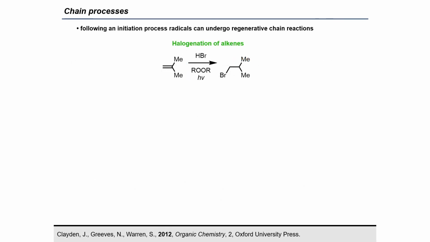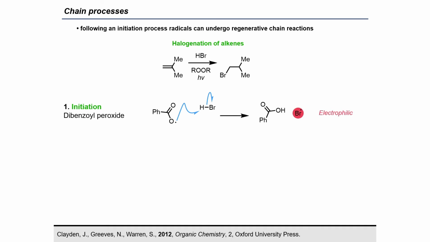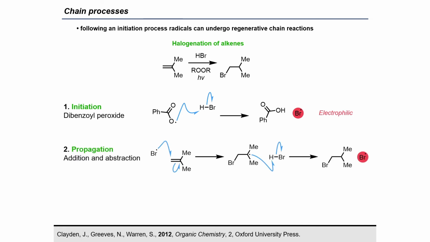The radical initiators that we have just discussed can be used to start radical chain processes, such as the halogenation of alkenes. In this example, dibenzyl peroxide can be used to generate an O-centered radical following homolysis. This can then abstract a hydrogen from hydrobromic acid to generate a bromine radical. As we've already discussed, bromine-centered radicals are electrophilic and therefore are well matched to undergo addition into an electron-rich alkene.